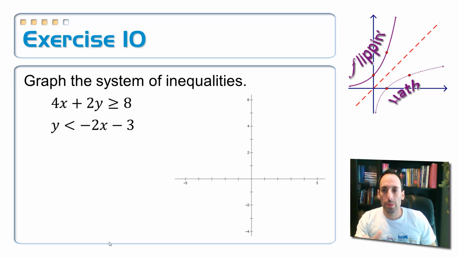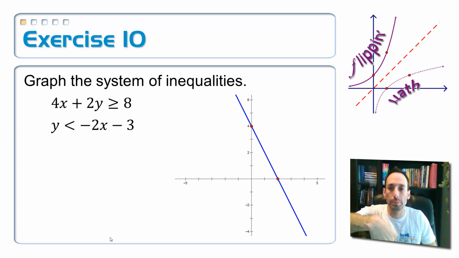The x-intercept, if I plug in 0 for y, I have 8 divided by 4, which is just 2. Now, the y-intercept, if I plug 0 in for x, 8 divided by 2 is positive 4. This is an equal sign, so it's going to be a solid line.